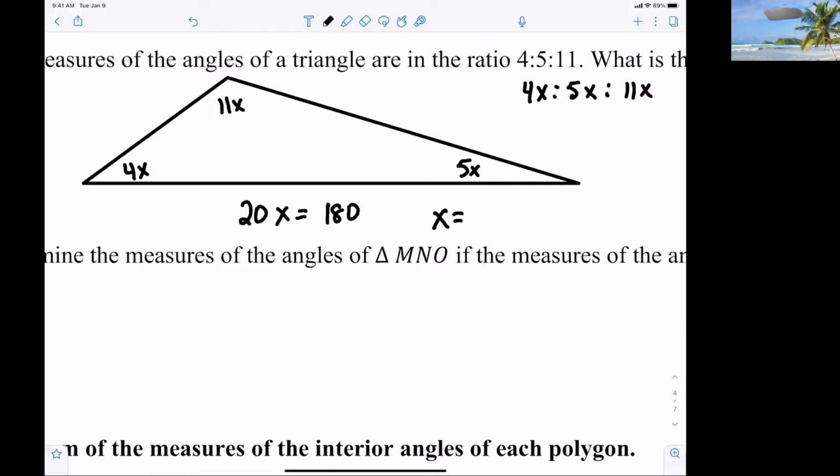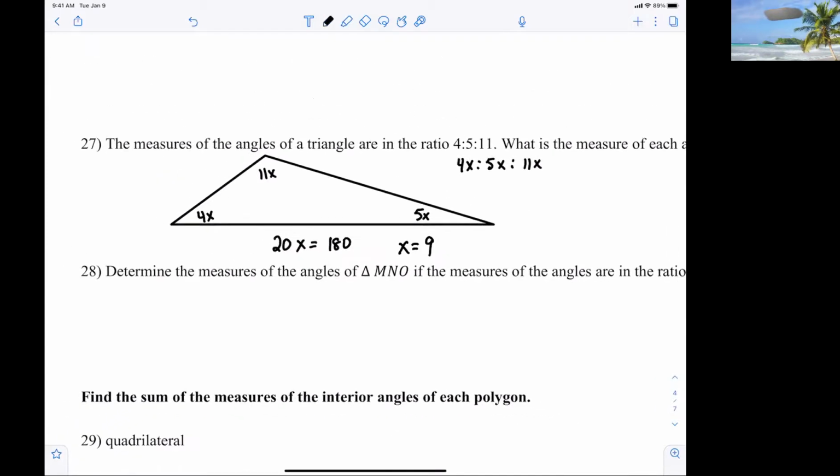X equals what? How do I undo multiplication? You subtracted by accident. You know what I'm saying, right? So what's 180 divided by 20? 9. So x equals 9. Now, is that my answer?